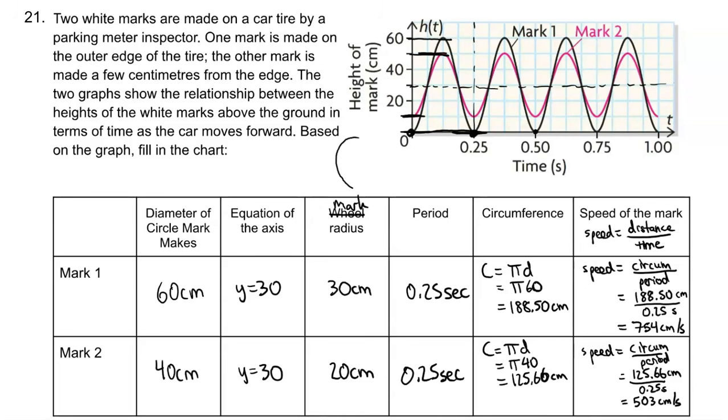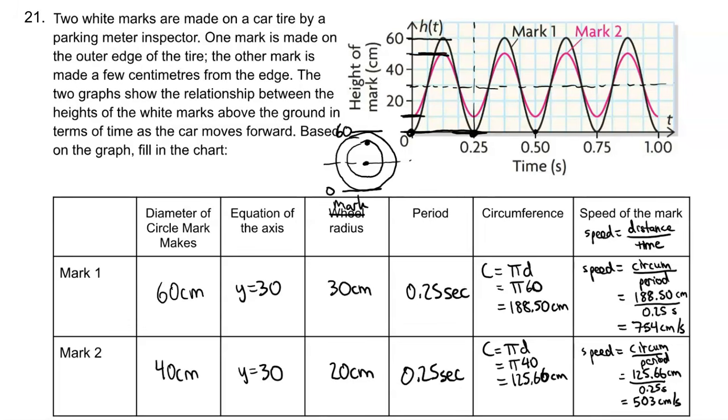So the thing to keep in mind here, and it might be helpful to see a picture of the wheel. The wheel goes from 0 all the way up to 60. And then the equation of the axis is right in the middle. And then we have this mark on the wheel. And that mark is going to go around, not quite down to the ground.